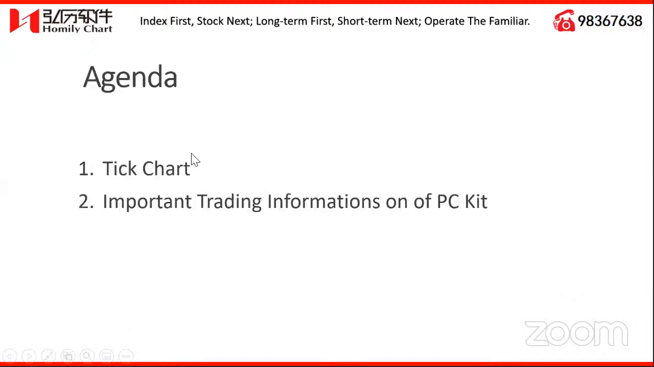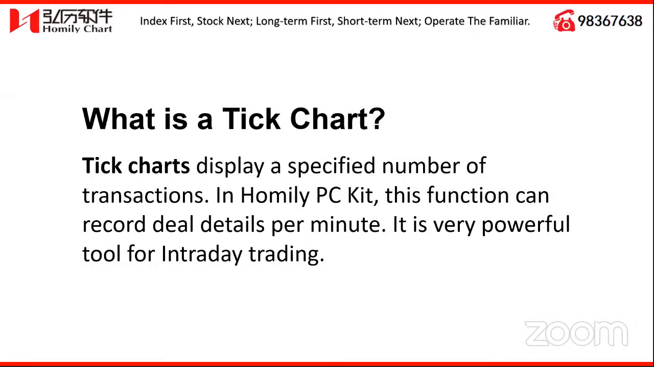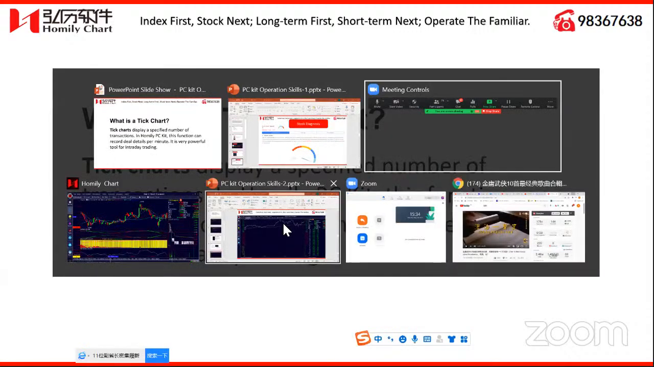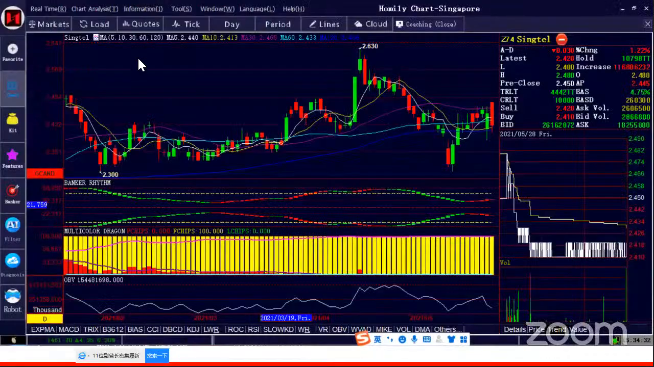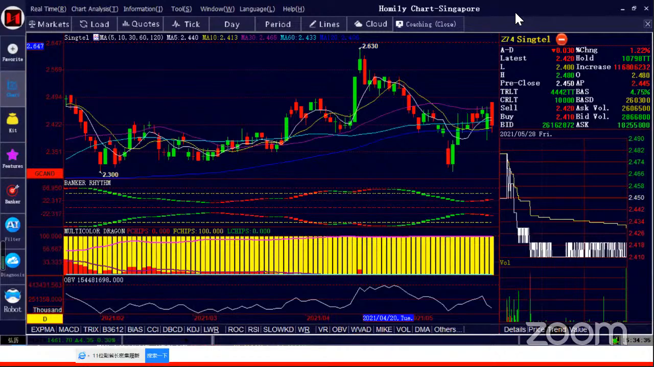All right, so today I will talk about tick chart and some important trading information you can find out in PC Kit. All right, so what is a tick chart? So if we go to the PC Kit, we turn on the PC Kit.